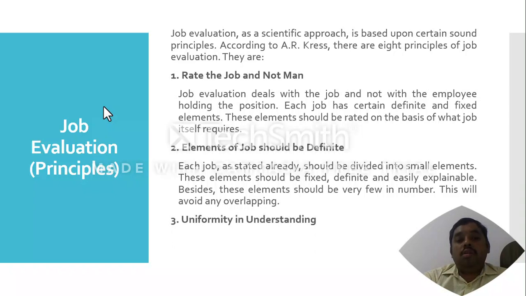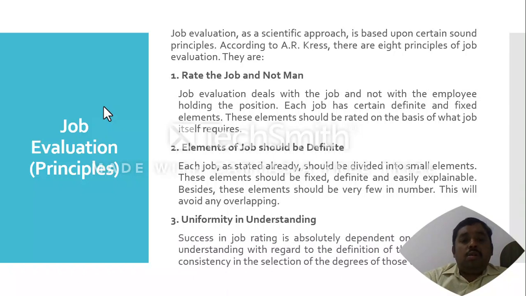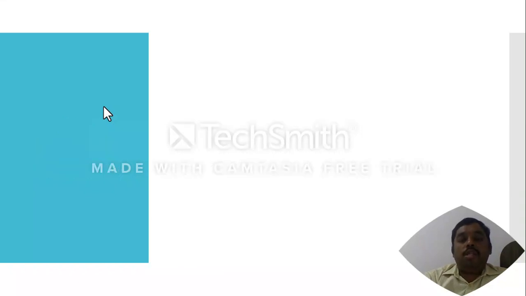And the next is all about uniformity in understanding. Your understanding should be in a uniform way, not like one person will understand in one sense and another person will understand in another, different sense. That should be avoided. So they say success in job rating is absolutely dependent on uniformity of understanding with regard to the definition of the elements and consistency in the selection of the degree of those elements.